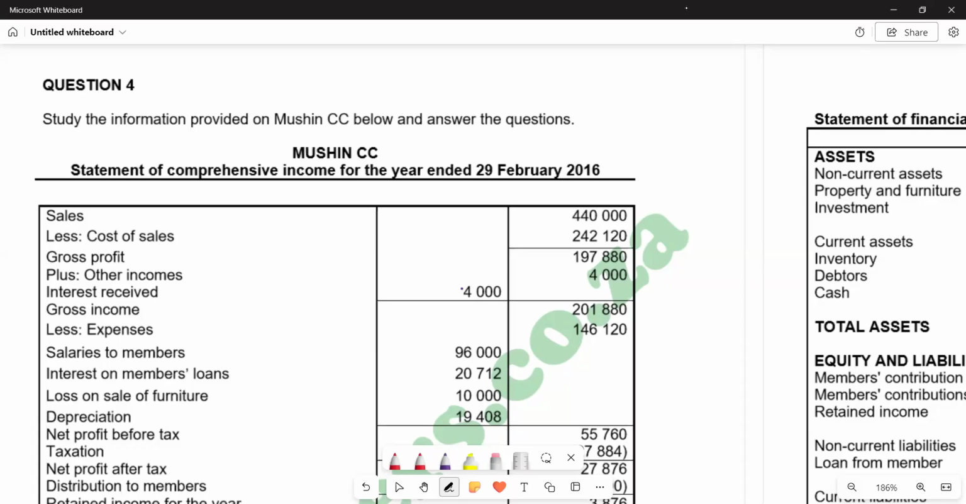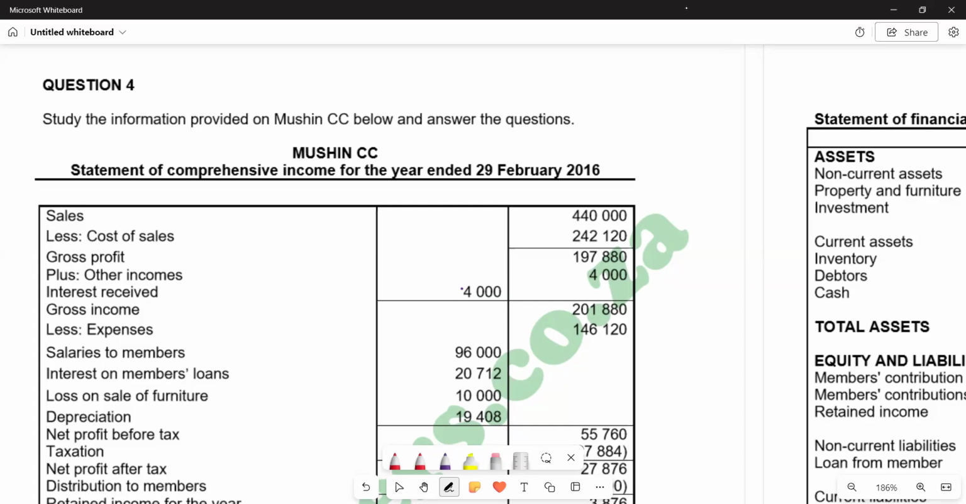In this video, we want to look at the preparation of the statement of cash flow, or the cash flow statement. This is our question 4. Remember, in the last video we prepared the notes to the statement of cash flow. In this video, we are now preparing the statement of cash flow based on all the pre-calculations that we did in the last video.